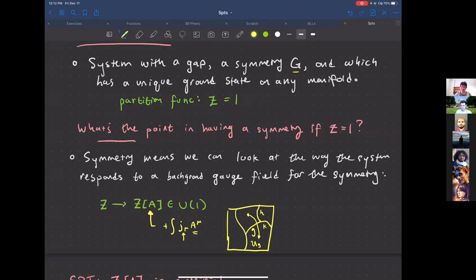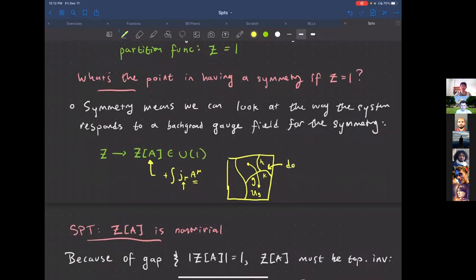So what this means is that even though we might not have any low energy charge excitations, all the stuff charged under the symmetry is projected away, we can still examine consequences of having the symmetry group in the fact that we can add these operators into the system. We can add these domain walls into the system. And then we can study the properties of these domain walls.